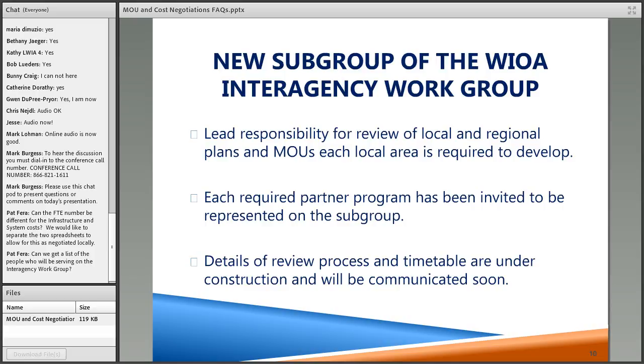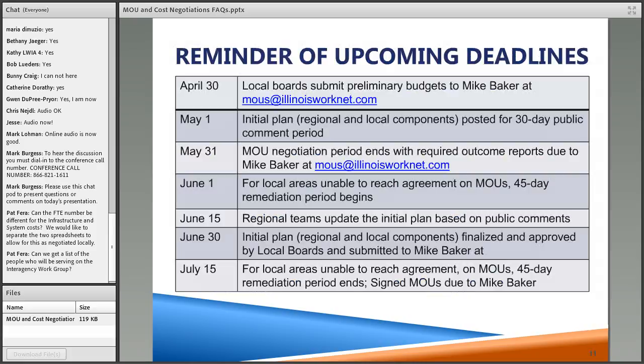And then finally, just a reminder of some of the deadlines that are relevant to you that are upcoming. April 30th, which is really May 2nd, given that the 30th is on a Saturday, the preliminary budgets are due to Mike Baker, so that's something to remember. According to the time frame for development of regional local plans, May 1st was the target date for having those available and posted for public comment.